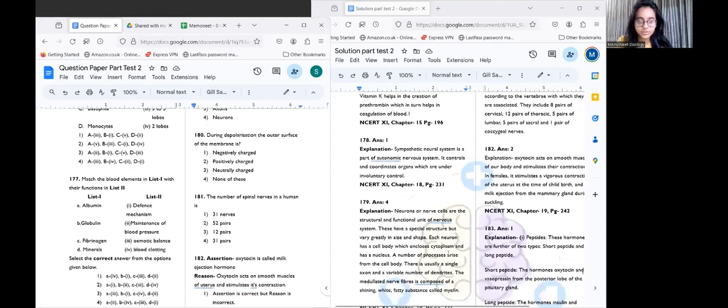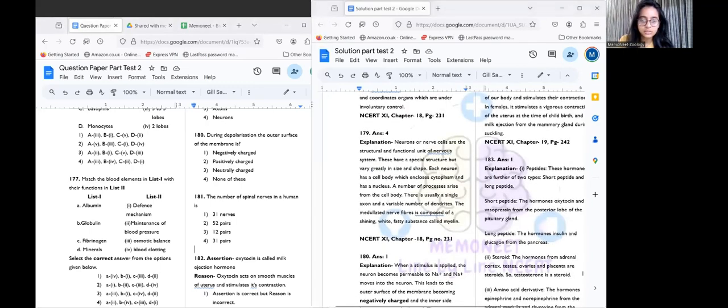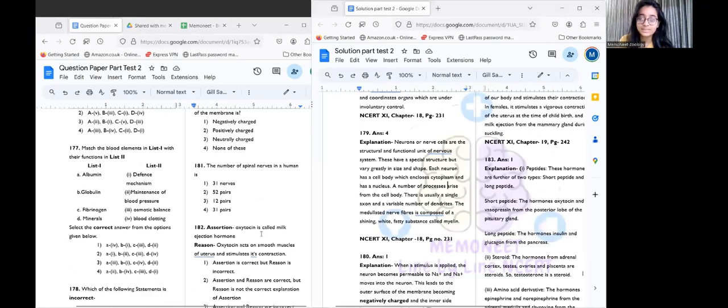Moving on to the next question. Oxytocin is known as the milk ejection hormone, is the assertion. The reasoning is oxytocin acts on smooth muscles of uterus and stimulates its contraction. So, yes, is oxytocin the milk ejection hormone? Yes. So the assertion is correct.